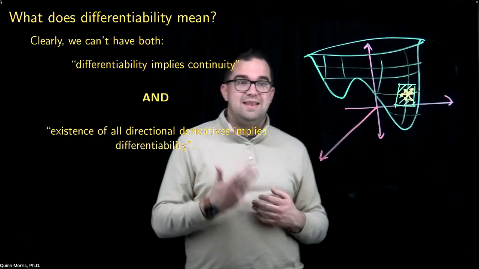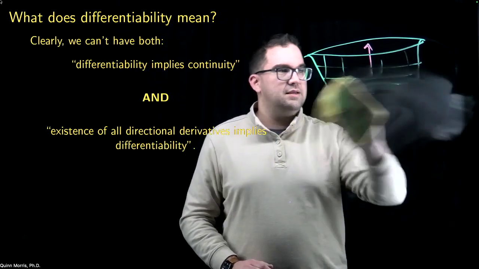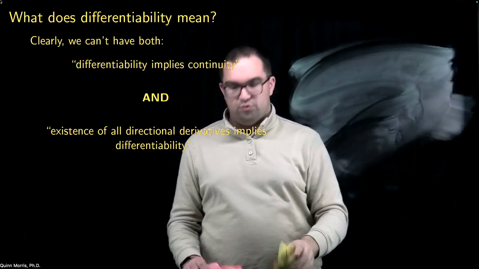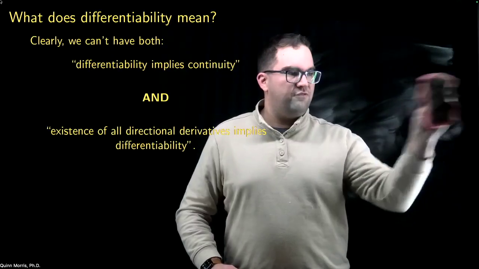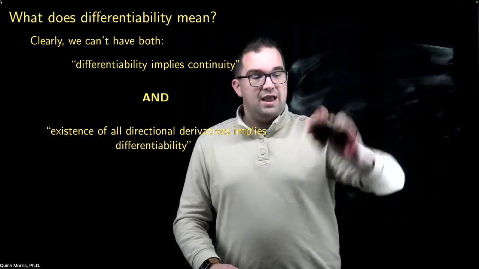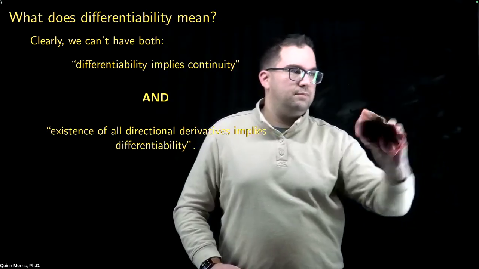So what we'll do in the next video is finally answer this question of what differentiability means by defining something that we will call the total derivative, right? That will help us understand when a function is actually differentiable. And then we'll also be able to use that to prove that a function that is differentiable at a point is indeed continuous at that point.